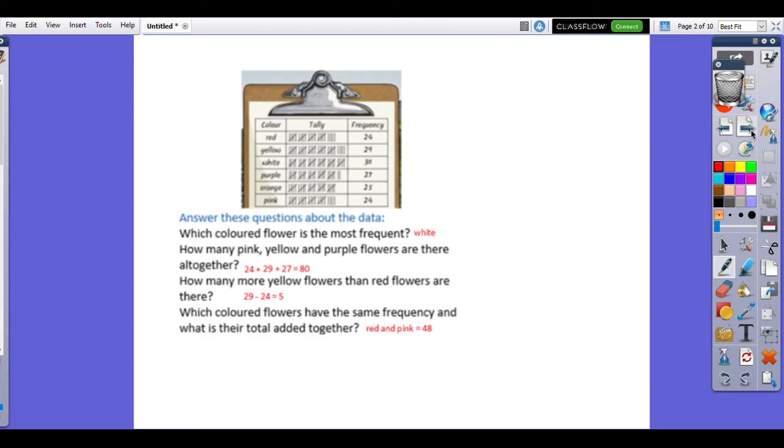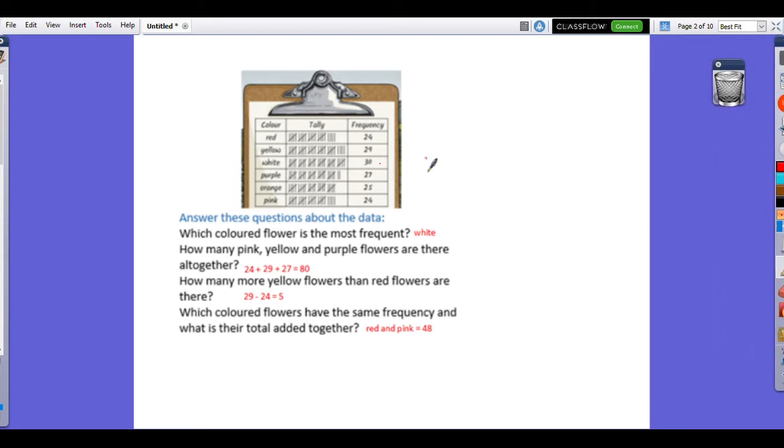Okay, the answers are a bit blurry too, but I will read them out for you. Which coloured flower is the most frequent? It's the white flower because it came up 30 times on the tally chart here, just there. Question 2, how many pink, yellow and purple flowers are there altogether? You needed to add up 24, 29 and 27 and your answer was 80.